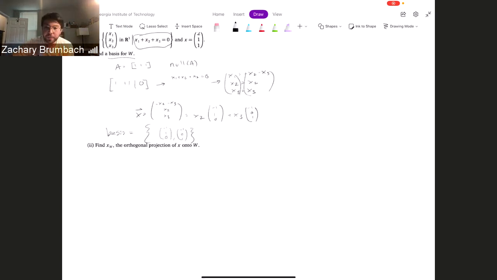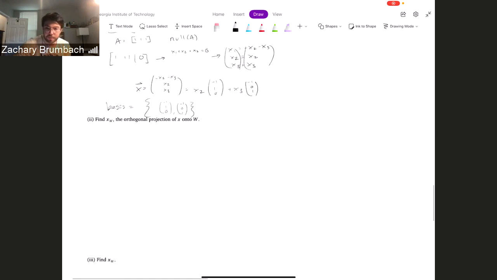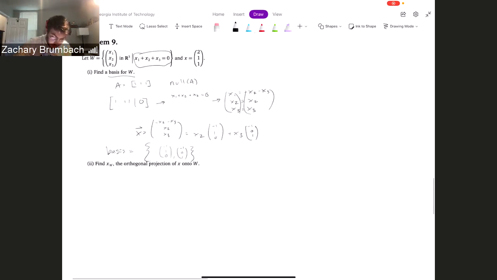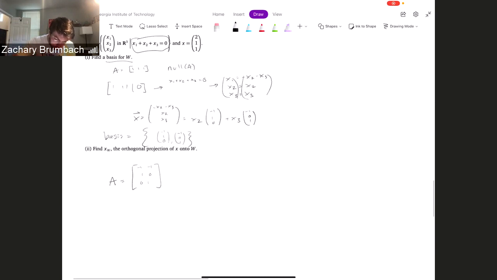So that's part I. All right. So from here, we're looking to go from this basis now to an orthogonal projection. So A is our matrix, negative 1, 1, 0, 0, 1. Okay, our goal is our B. B is 2, 1, 1.